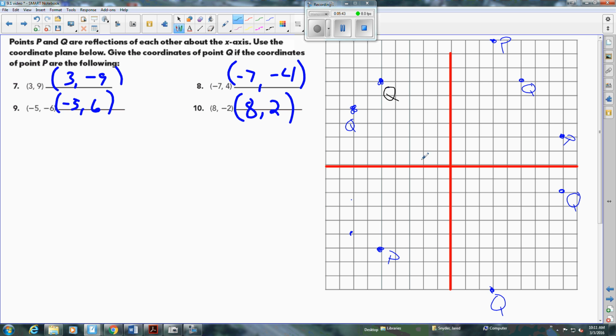(8, -2). So 8 to the right, 1, 2, 3, 4, 5, 6, 7, 8, and up 2 is right here. But Q would be down 2, and then its reflection would be up 2 from there. I have no idea what that point is right there, so we're just going to delete it. These are the correct answers. I just messed up my reflections when I tried shifting them out.